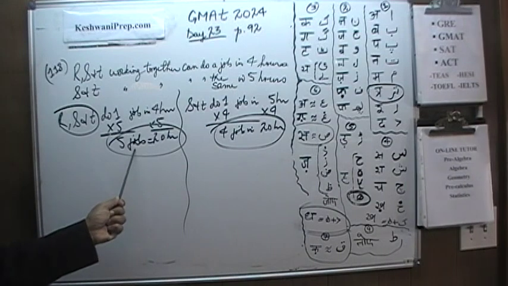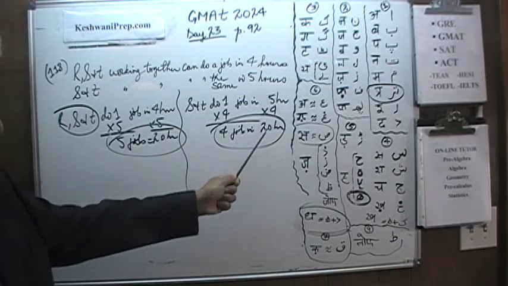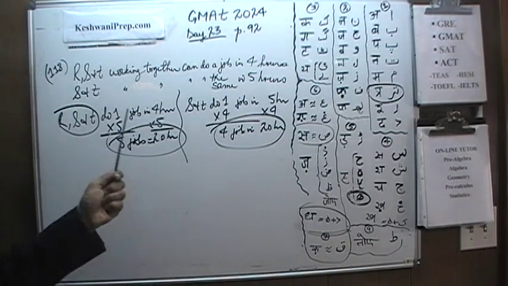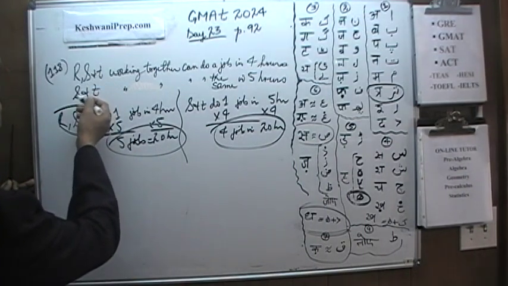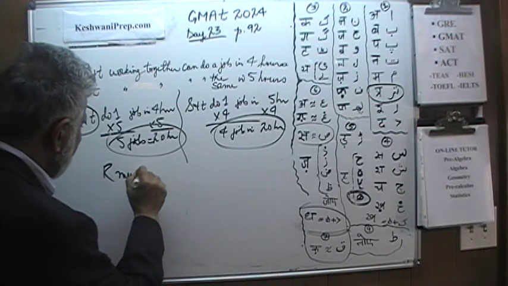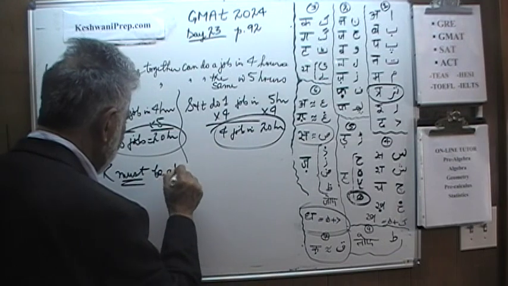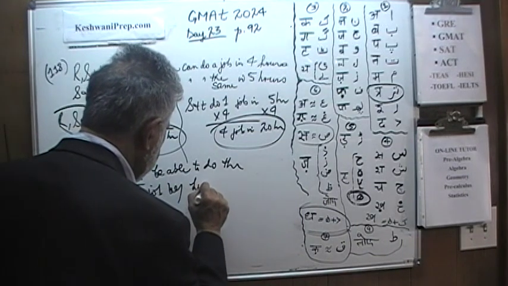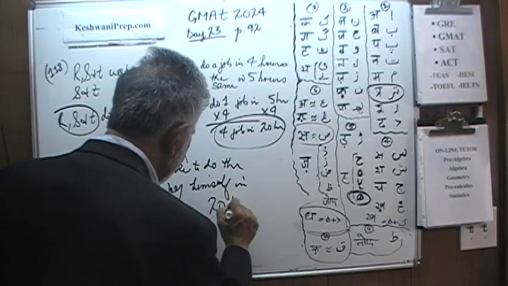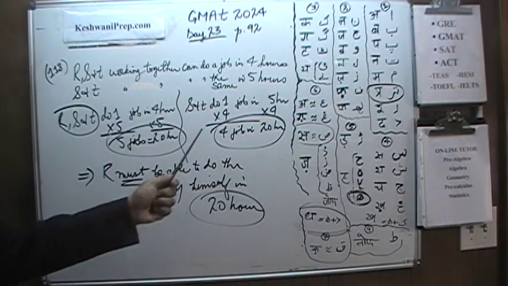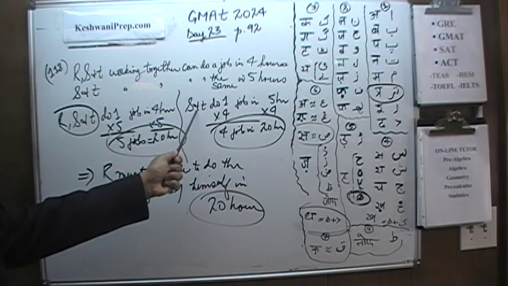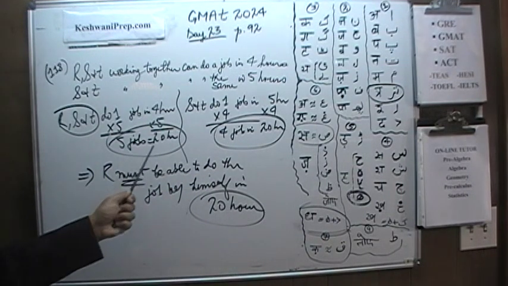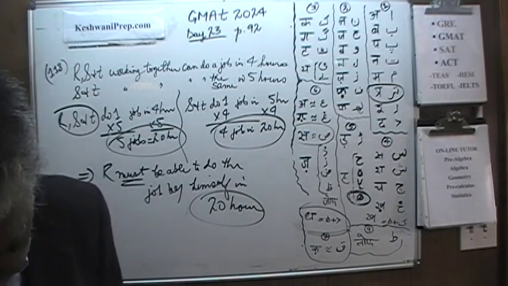If these three guys are doing 5 jobs in 20 hours and these two guys are doing 4 jobs in 20 hours, which means that this is 5 jobs, this is 4 jobs, which means this remaining guy, whoever it is, R, this implies that R must be able to do the job by himself in 20 hours. Because they can do 4 jobs if you were to add R to it. In other words, if you give these two guys 20 hours, they can do 4 jobs. This guy will do 1 job in 20 hours. And we know together they take 20 hours to do 5 jobs. There's your answer.